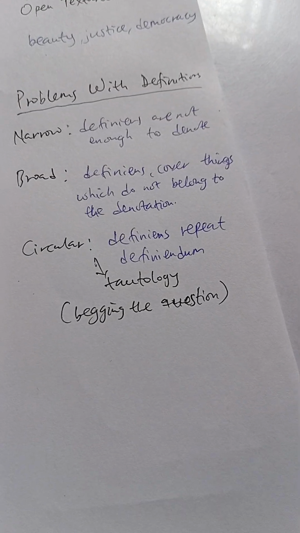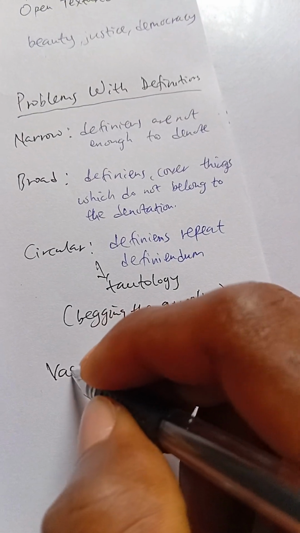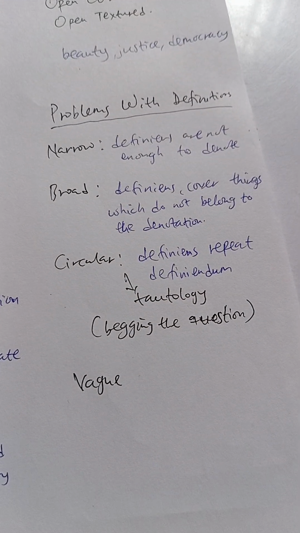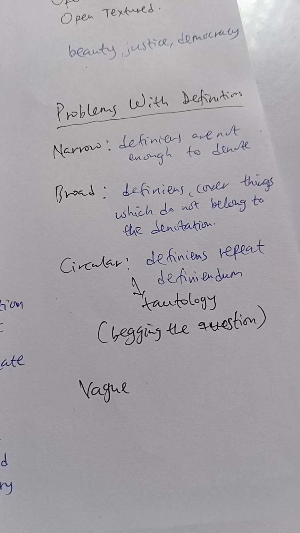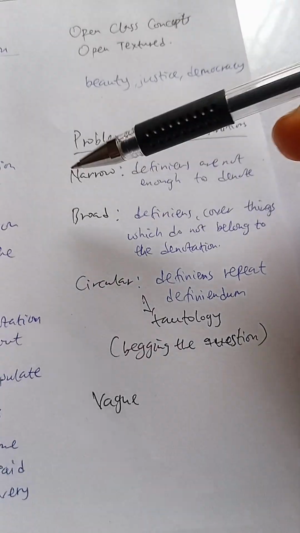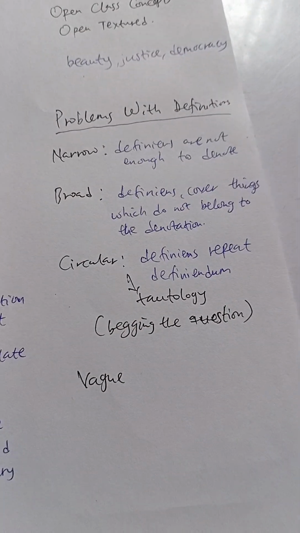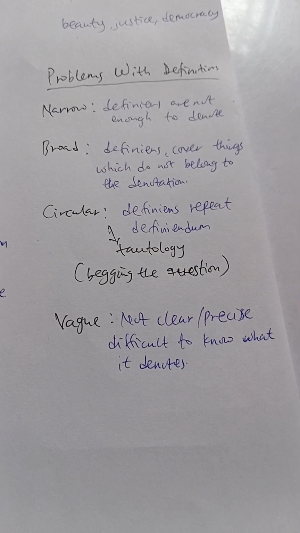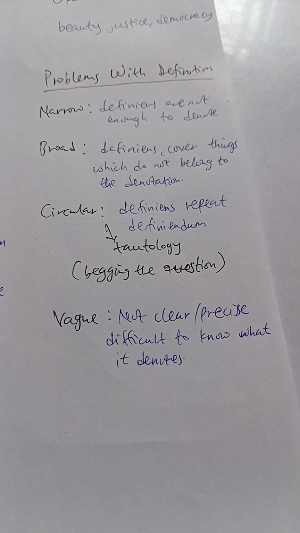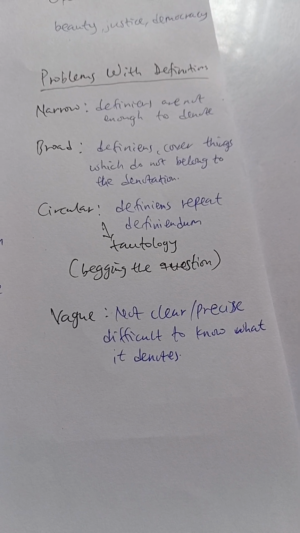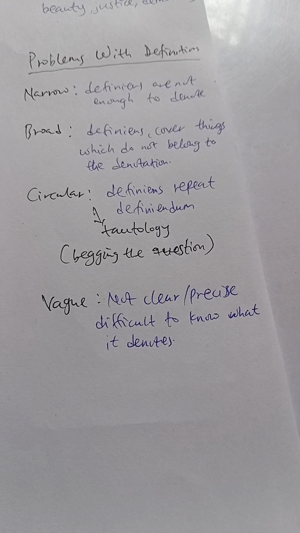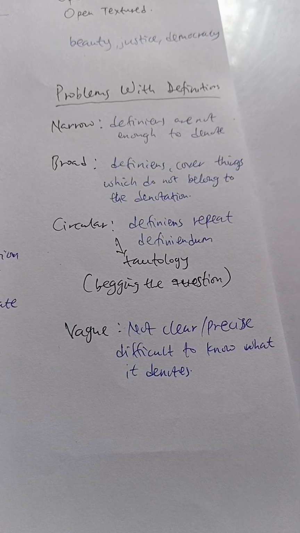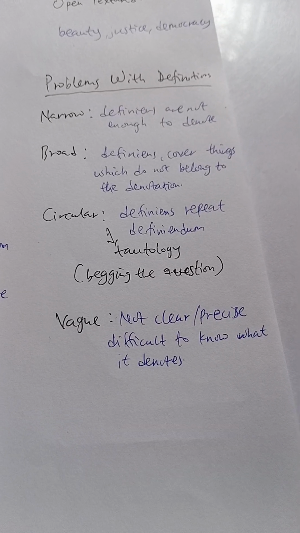Then a definition can also be vague. This is the last one. Then we take the examples and we'll see some of them can have a combination of these. A particular definition can be too narrow and be circular at the same time. So let's look at vague. If it's vague, it means that the definition is not clear or precise. So it's very difficult to know what it denotes. Now I'll give some examples, then we'll see whether that definition is narrow, broad, circular, or vague.